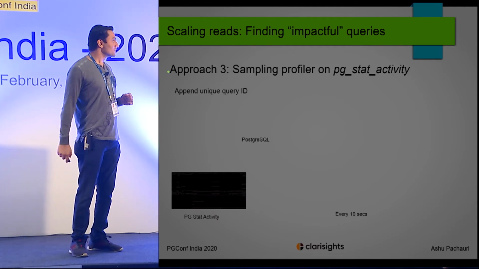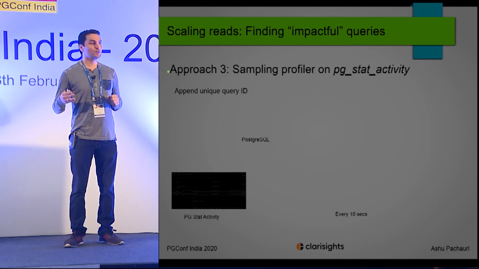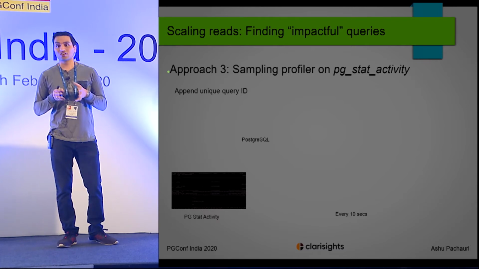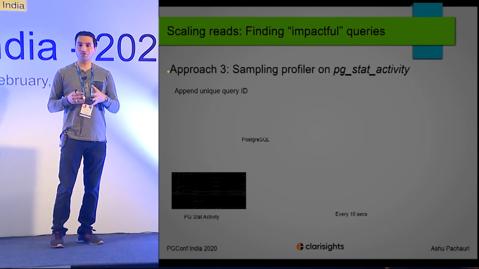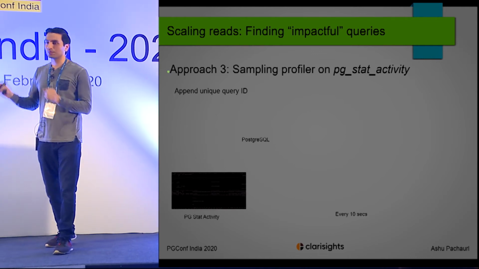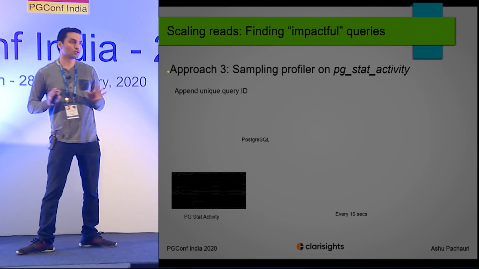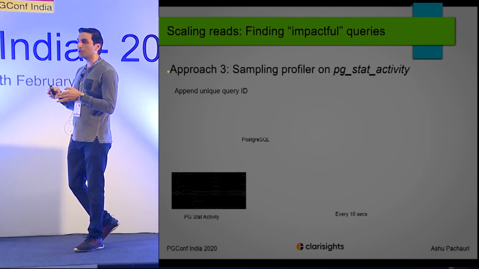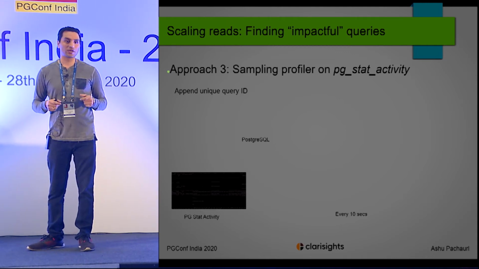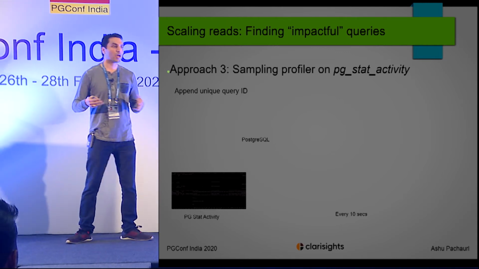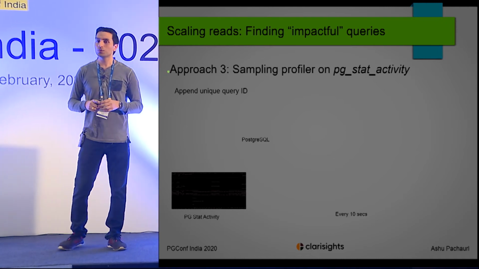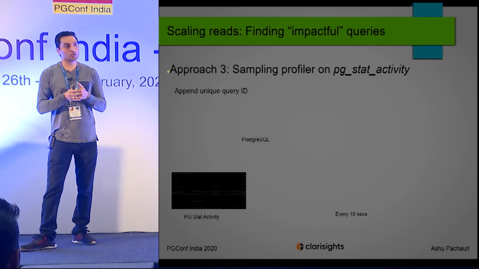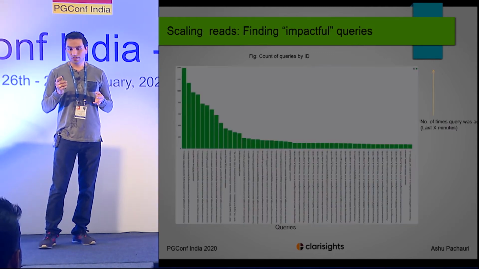So again, the diagram is missing. The point is that we basically take the snapshot of PGStat activity every 10 seconds or every 15 seconds and ship it to an external system, Elasticsearch, your choice, something that allows you to do a group on the query IDs. We introduce a unique query ID. It's very easy to do from the application side. Even if you don't do that, you can still do a hash of the query before you ship it to your external system.